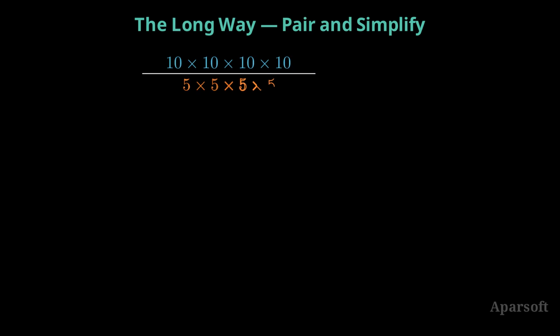Before doing it the smart way, let's first solve this the long way by pairing and simplifying. Now watch what happens when we pair each 10 on top with a 5 on the bottom. 4 tens on top, 4 fives on the bottom, same number of factors. First 10 pairs with first 5, second 10 with second 5, third 10 with third 5, and similarly, fourth 10 with fourth 5. So we regroup into 4 mini fractions and write 4 times 10 over 5.